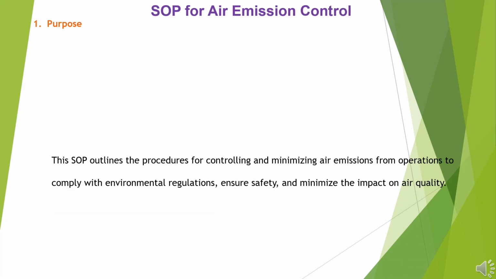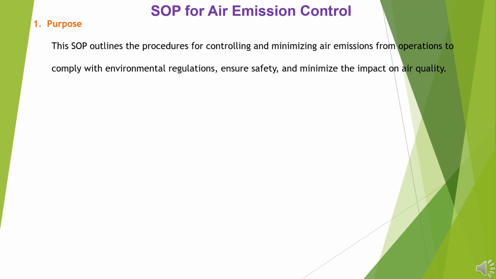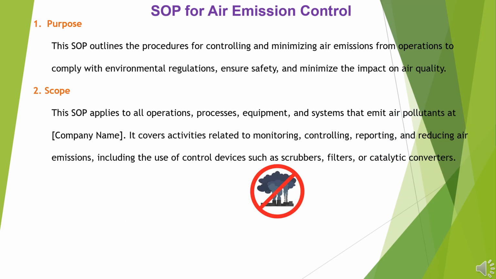1. Purpose. This SOP outlines the procedures for controlling and minimizing air emissions from operations to comply with environmental regulations, ensure safety, and minimize the impact on air quality. 2. Scope. This SOP applies to all operations, processes, equipment, and systems that emit air pollutants at company name. It covers activities related to monitoring, controlling, reporting, and reducing air emissions, including the use of control devices such as scrubbers, filters, or catalytic converters.